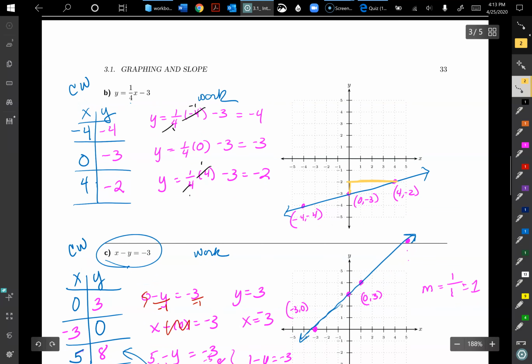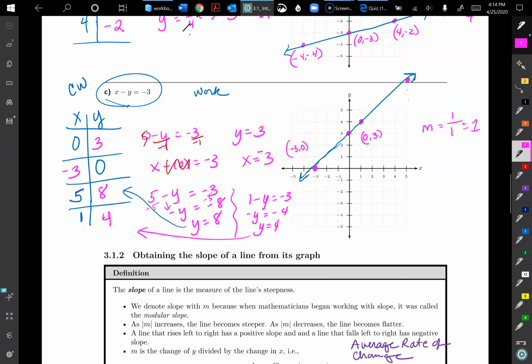This one from before, we have a rise of 1. If we look at this little slope triangle here, to get from one corner to the next, I would go up 1 and then right 4. So that is a slope of rise 1 over run 4. Okay, so 1/4. And you can see that right here. We write it as y equals mx plus b.